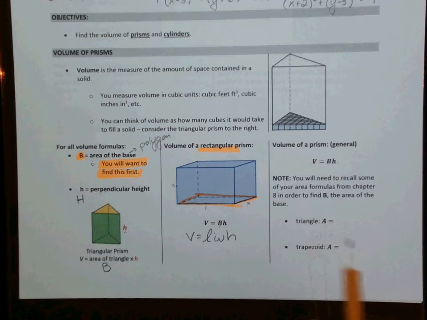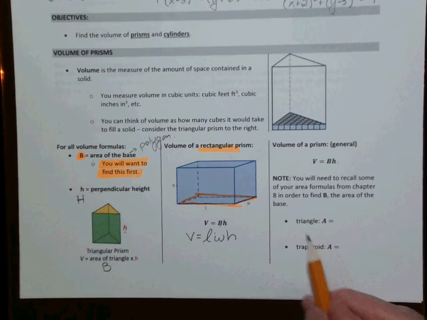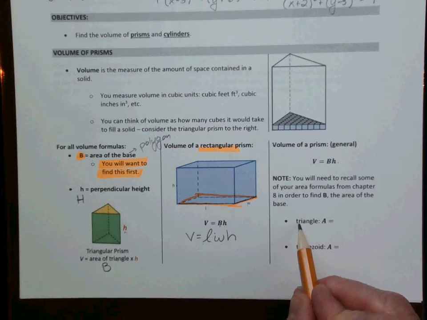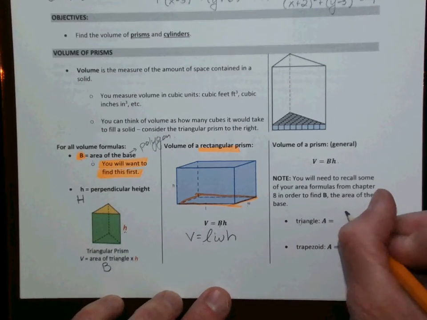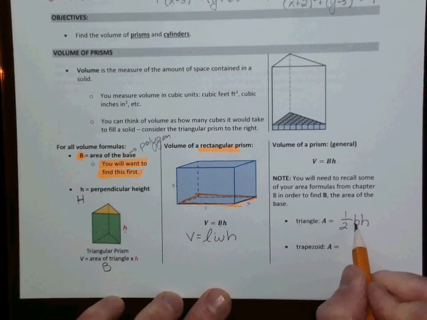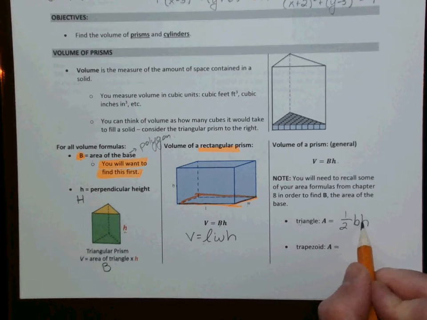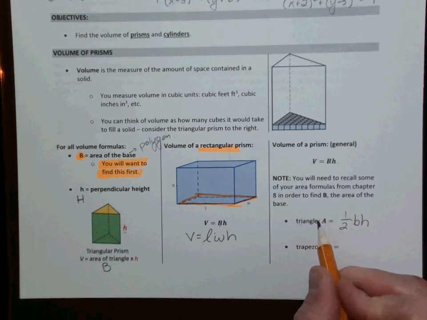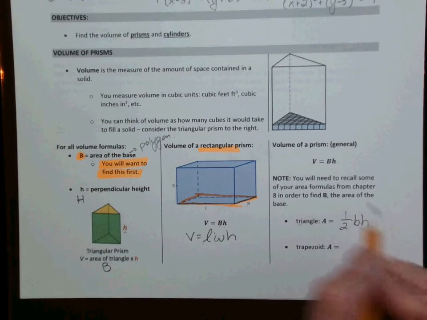Notice you will need to remember some of your area formulas from Chapter 8, because these will help find the area of the base. If you have a triangular prism, that means your base is a triangle, and the area is equal to 1/2 the base times the height. Notice I'm using the lowercase b here, the base of the triangle. This lowercase h is referencing the height of the triangle, so of the base, not the height of the solid.